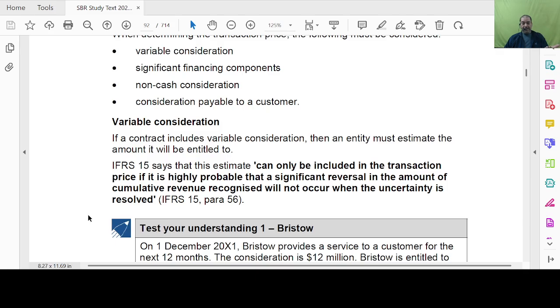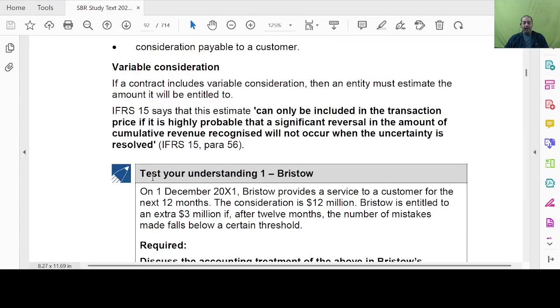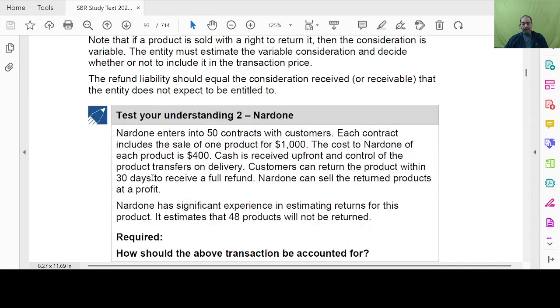What is the probability that building will be completed in 3.5 months? Take that probability multiplied by 90 lakhs plus 5%. Okay, what is the probability that building will take 4 months exactly to complete? Probability into 90 lakhs, because there is no bonus. You get all those values, take the total of that, that is your transaction price. Correct? So that is your variable consideration, right? Let us come to the significant financing component.